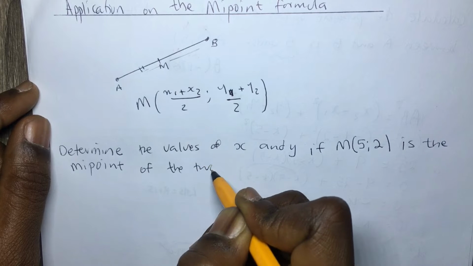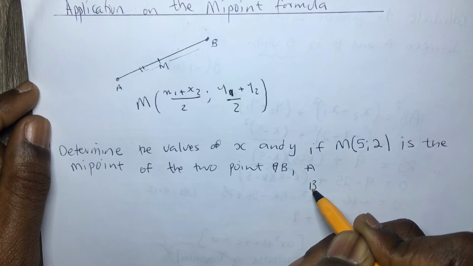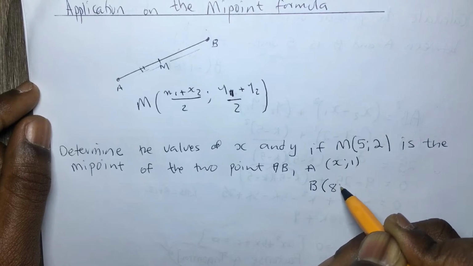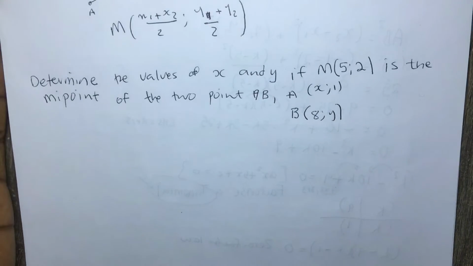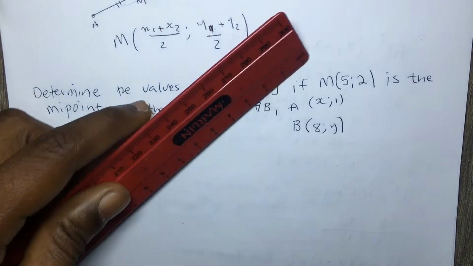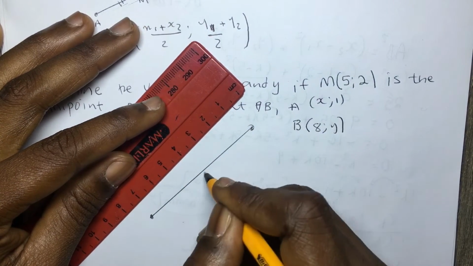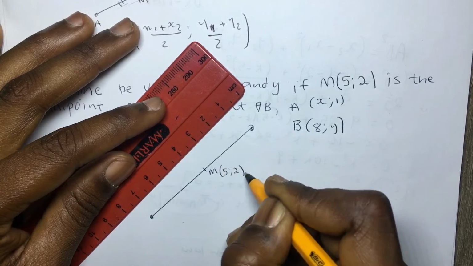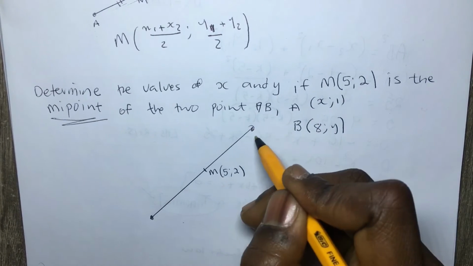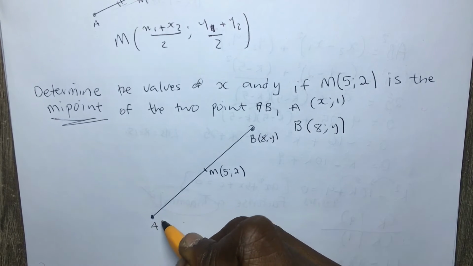Of the 2 points A and B, where A is given as (x, 1) and B is (8, y). Normally a diagram will help you to really understand. So let's say you're drawing on a Cartesian plane, which I advise you to do, but I will not do that. You need to find where those coordinates are. Let's say this is M, this is (5, 2). They told you already that this is the midpoint, so we don't have to prove it. So this is B, let B be (8, y), and let A be (x, 1).